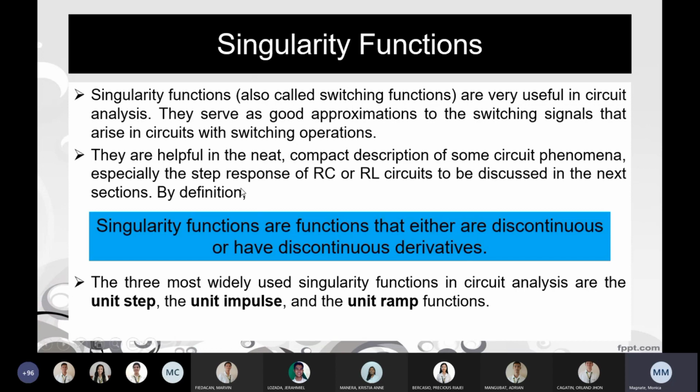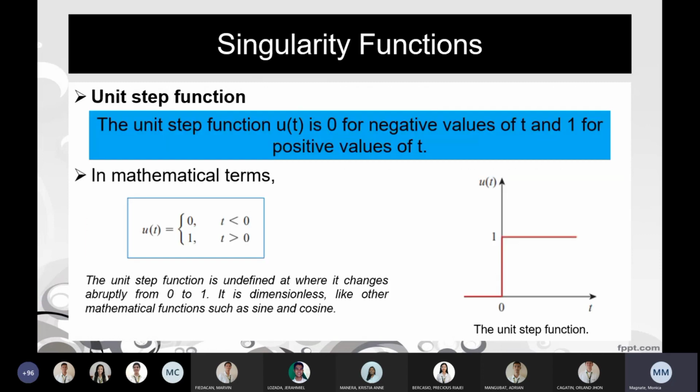By definition, singularity functions are functions that are either discontinuous or have discontinuous derivatives. The three most widely used singularity functions are the unit step, unit impulse, and unit ramp functions. So let's identify those three. Let's start with the unit step function.